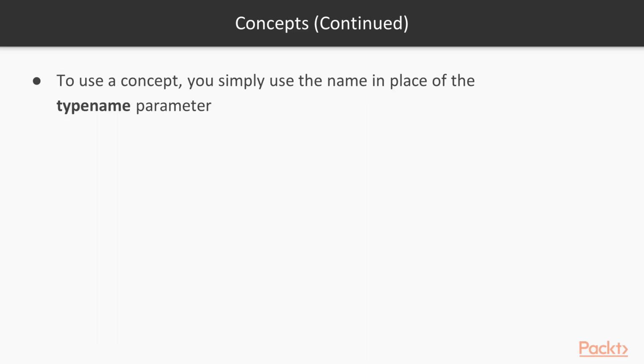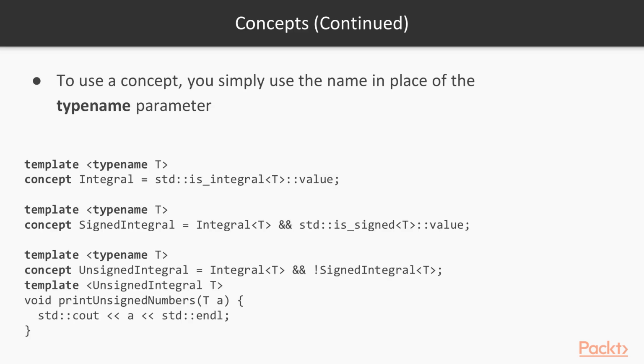To use a concept, you simply use the name in the place of the type name or class parameter in your template definition. As you can see here, the print unsigned numbers function has a template argument that must pass in an unsigned integral constraint.